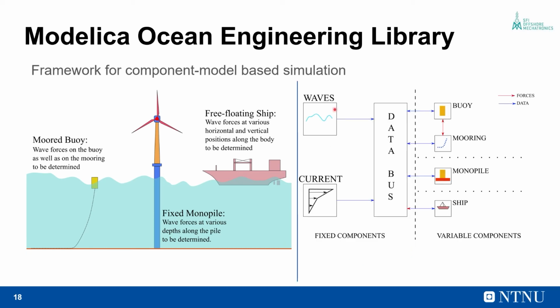So what we propose is the development of component models for waves and currents and other environmental data like wind. And once the parameters are generated, they are fed into a database. And from this database, the individual component models then make use of this data to calculate, for example, the wave forces on the buoy or on the mooring line.